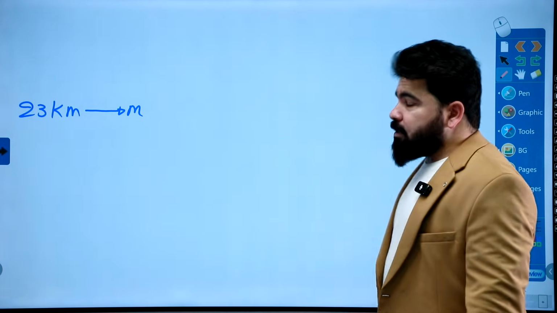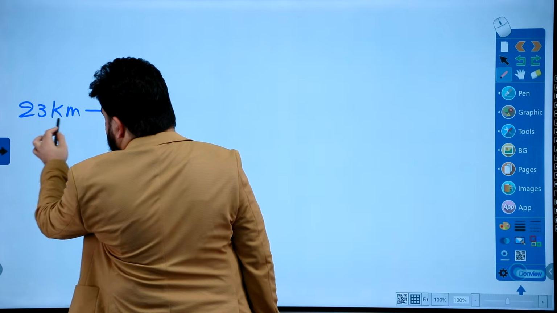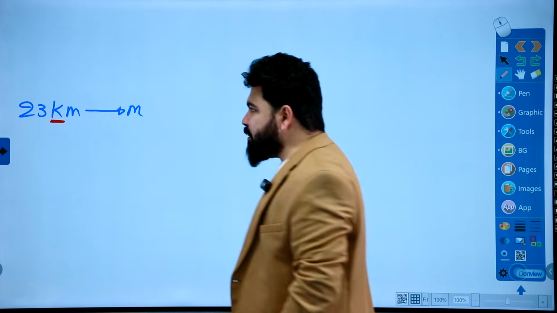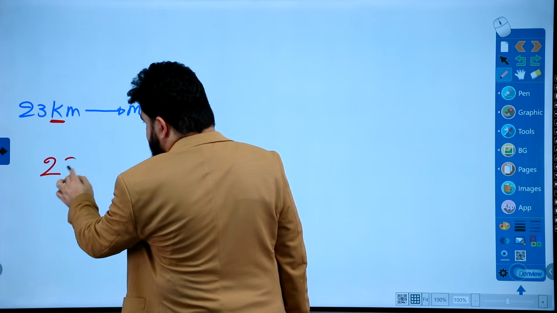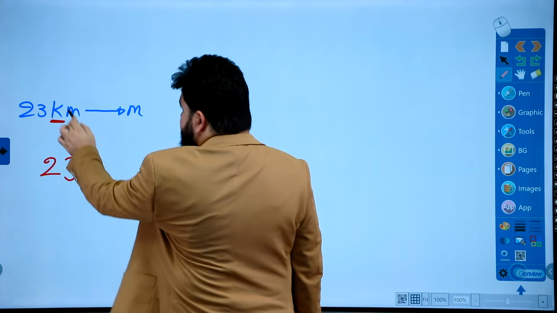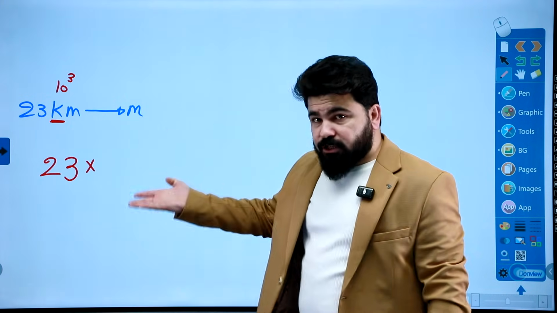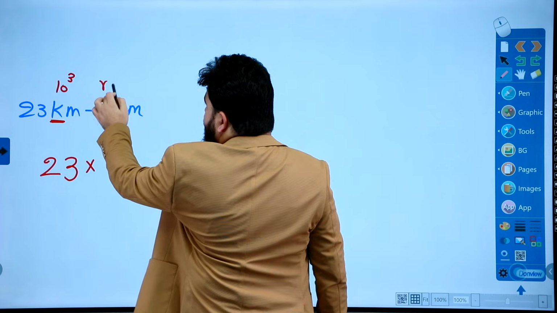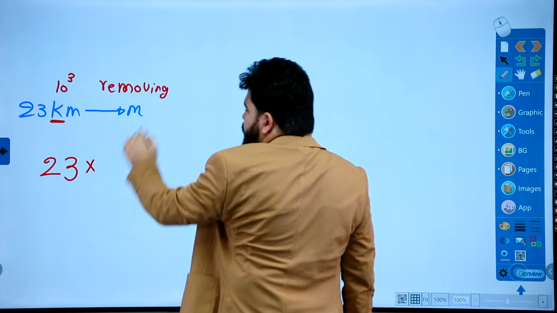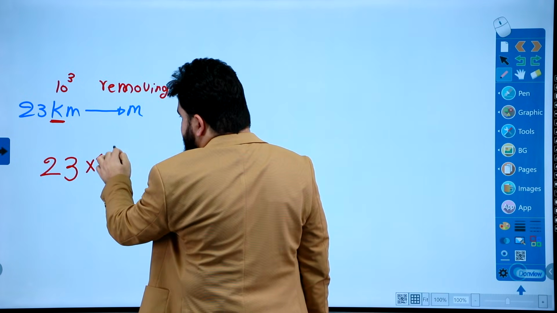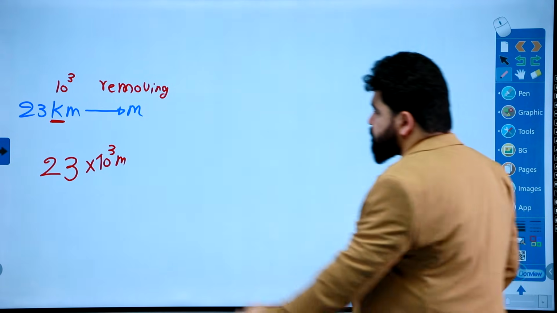It says 23 kilometers. Change it to meters. When you have a prefix, so you have kilo with meter, don't do anything. You write the 23 like this and multiply it. Kilo is 10 to the power of 3. Because you want to remove kilo, you are removing, so just multiply it by 10 to the power of 3 meters. That's it. Don't do anything else.